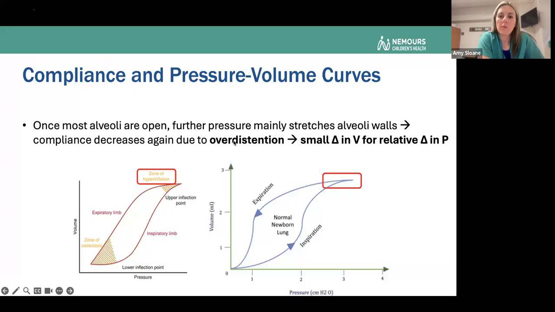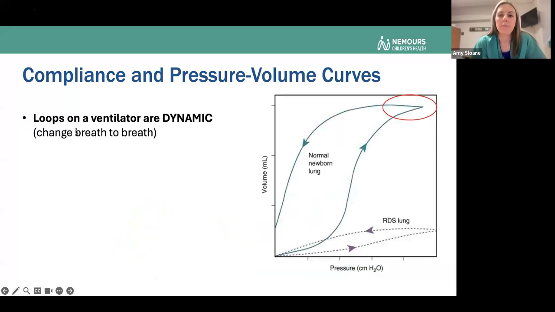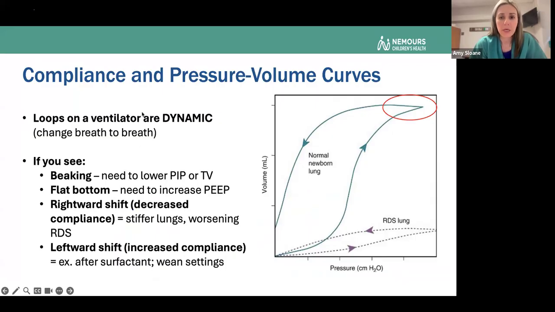So one of the most important things to remember is that ventilator loops are dynamic. They can change from breath to breath, not just from day to day, but literally from breath to breath. So rather than looking at a single loop in isolation, we should be constantly interpreting patterns and trends. And besides beaking, there's a few features to look for.